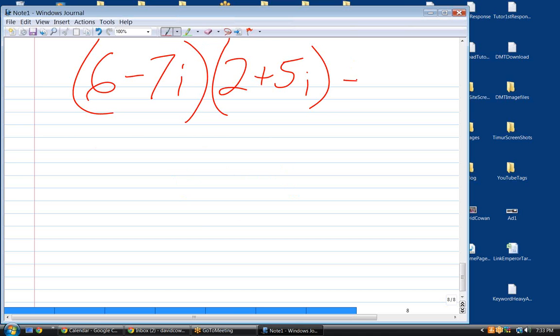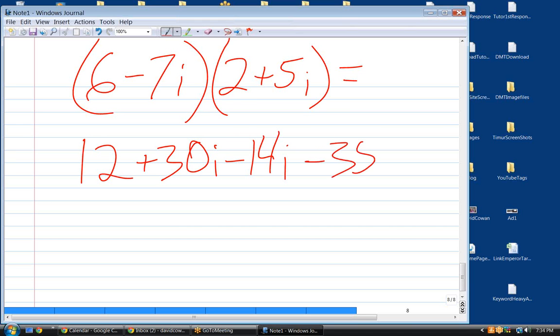What do you get when you FOIL them? 12 plus 38 minus 14i minus 35i squared. In this term, any i that is to an even exponent turns into a real number. What is i squared equal to? Negative 1. So I'm going to multiply that by negative 1. And now combine the real terms and the imaginary terms to get your answer. 12 plus 16i.